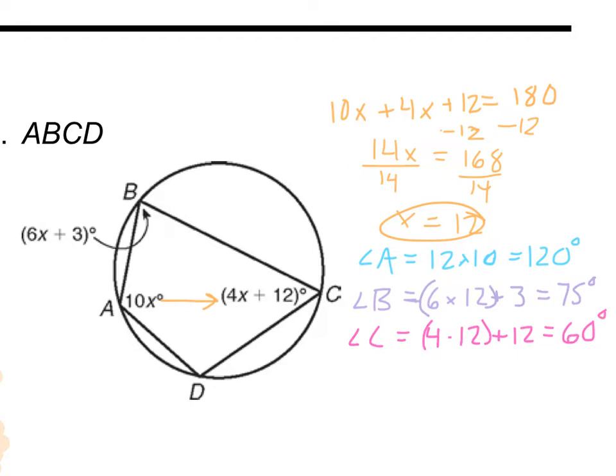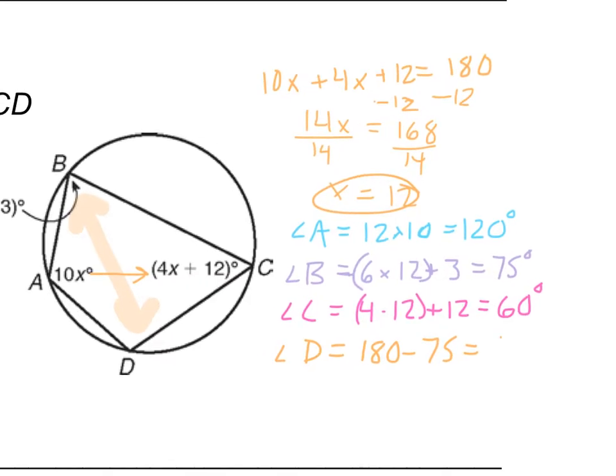So now to find angle D, it is opposite of angle B, so D and B are going to be supplementary. So we can do 180 minus angle B, which is 75. So angle D is going to be 105.